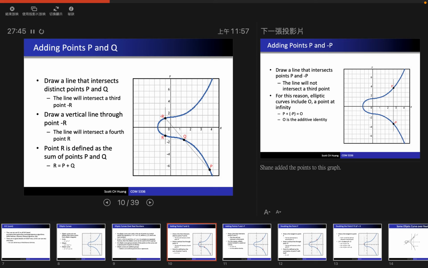Now, if one of the points is an ordinary point on the curve, and the other point is the point at infinity, then you cannot draw a line, right? Okay. Then we define the operation to be that point itself. So basically, we treat the point at infinity as the identity.